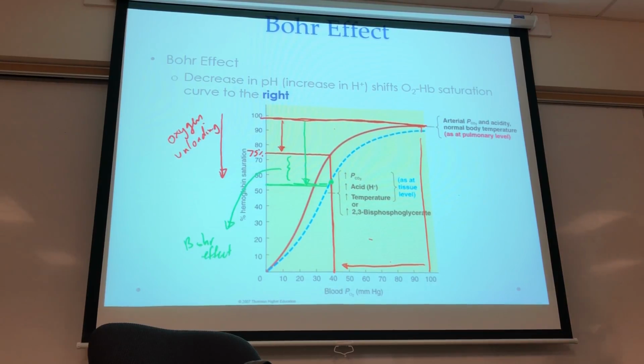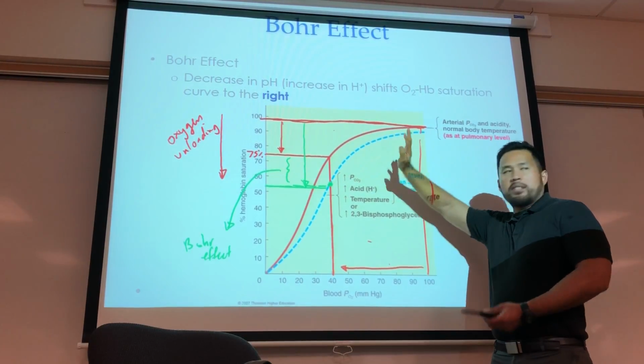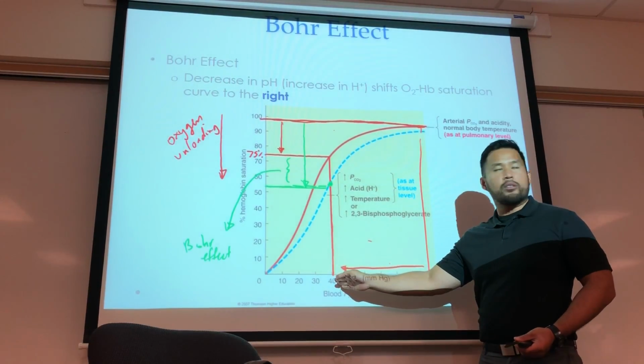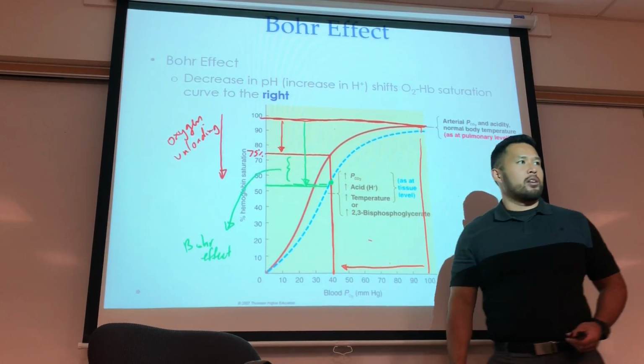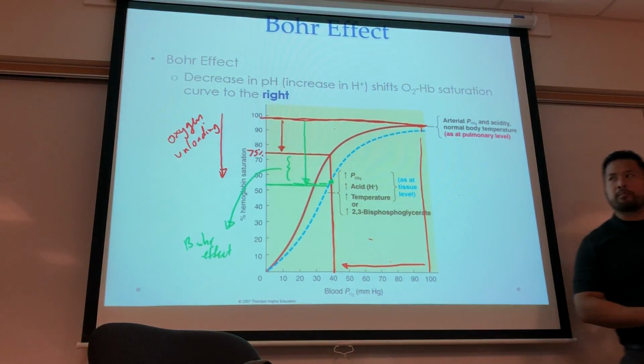So it's not enough just to say that there's a shift to the right. Because if you say shift to the right, what does that mean? But looking at a constant PO2 of 40, where we see in the tissues, we see increased oxygen unloading. What questions do we have about the Bohr effect?